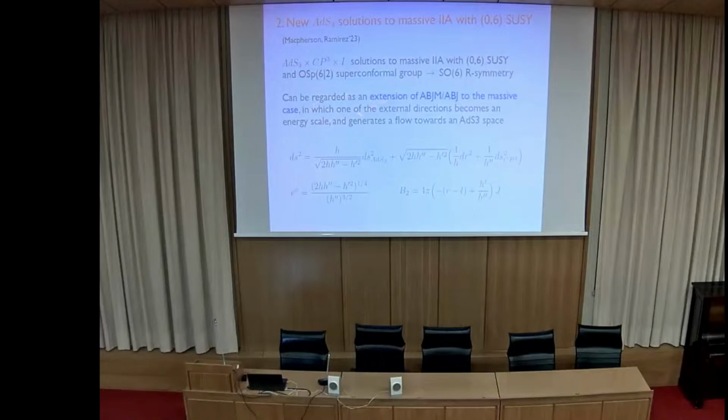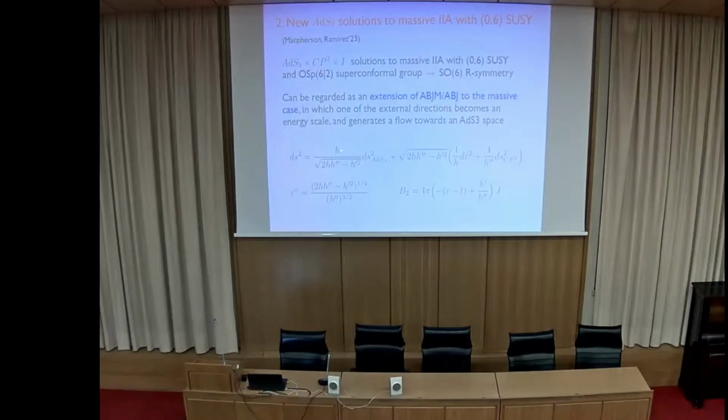make that one of the external directions, one of the directions in the AdS4, will become an energy scale and generate a flow towards an AdS3 space. So let's see how this happens. The form of the solutions is quite compact. You have the metric, this is the AdS3 part, the CP3 part, and this r parameterizes the interval.